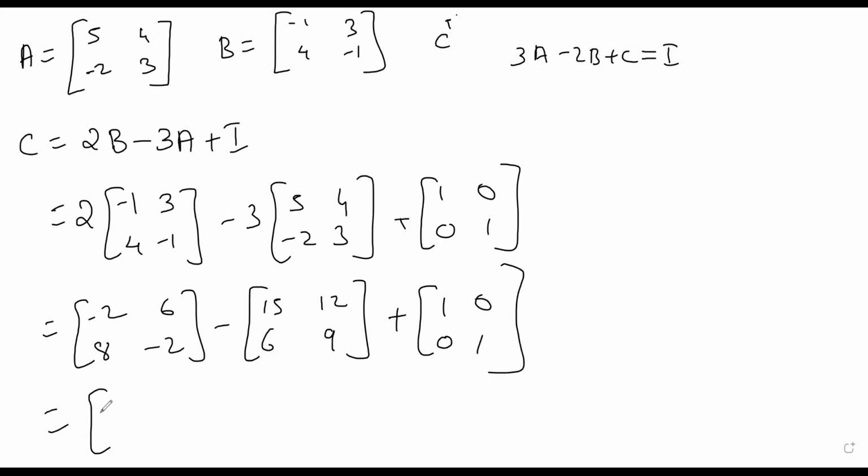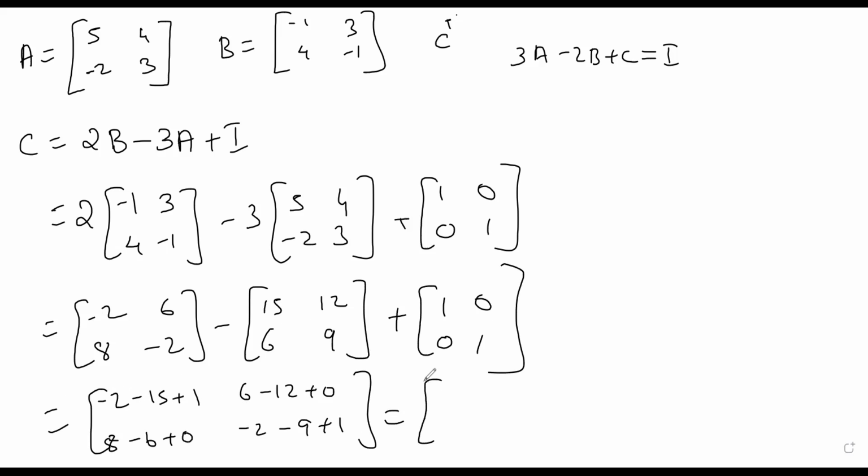Minus 2, minus 15 plus 1, minus 2 minus 15 plus 1, 6 minus 12 plus 0, 8 minus 6 plus 0, minus 2 minus 9 plus 1. So this is minus 17 plus 1 will become minus 16. And this will be minus 6. And 8 minus 6 is 2. And minus 11 plus 10 will become minus 10. And now this is C.